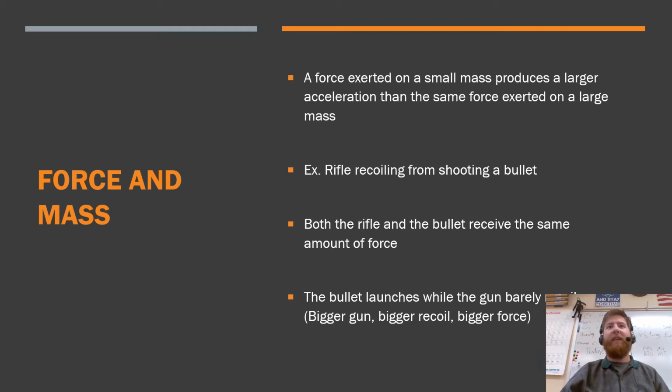Force and mass. A force exerted on a small mass produces a larger acceleration than the force exerted on a large mass. Example, rifle recoiling from shooting a bullet. Both the rifle and the bullet receive the same amount of force. The bullet launches while the gun barely recoils. Of course, if you have a bigger gun, you have bigger recoil because you have a bigger force. And inversely, a faster bullet.